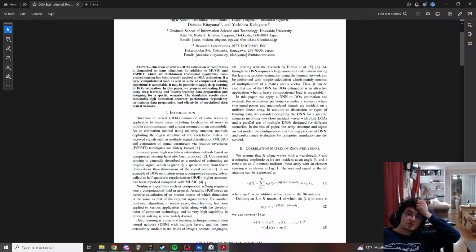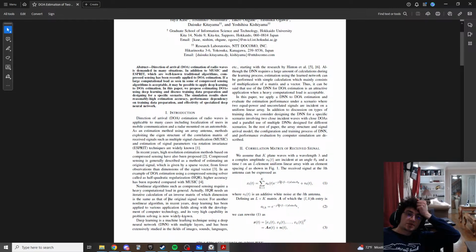Nonlinear algorithms require a heavy computational load in general. Actually, HQR, half-quadratic regularization, needs an iterative calculation of an inverse matrix, of which dimension is the same as that of the original signal vector. So this is probably really difficult. For another nonlinear algorithm, in recent years, deep learning has been applied to various application fields along with the development of computer technology, and its very high capability in problem solving is now widely known. Okay, so they're just tossing AI at this thing.